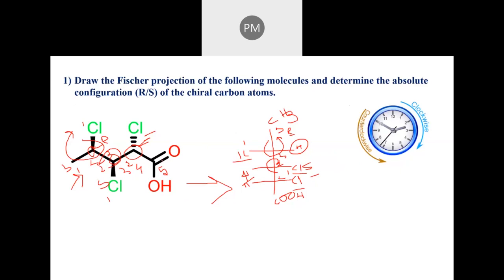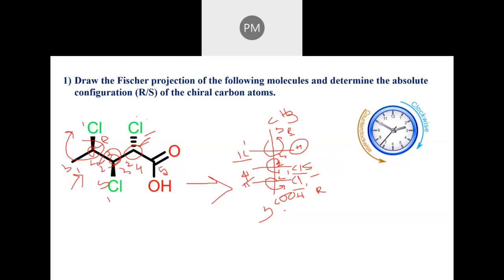Now for the next one, this CCl bond will be our first priority. Here we have COOH and here it is CCl. Which has the higher atomic mass, CCl or COOH? Cl has the highest atomic mass, so this one will be the second priority and COOH will be the third priority. So 1, 2, 3 direction of rotation is in this direction, counterclockwise, and our fourth priority is in the horizontal plane. So this will be our configuration. Now we have to check from here whether it is right or wrong.